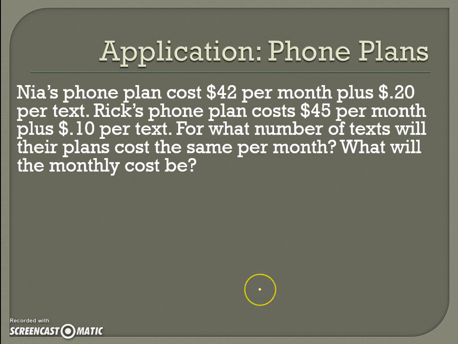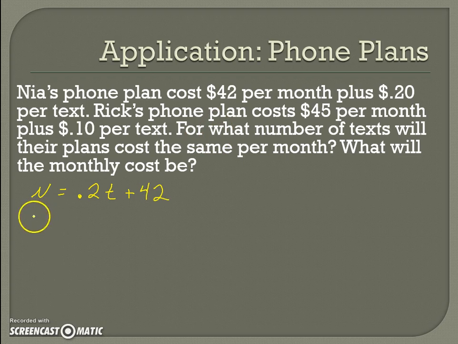All right, so here's where this actually comes into play. It's a useful thing, so let's take a look at this. It says Nia's phone plan costs $42 per month plus 20 cents per text. I'm going to go ahead and just write that out. Nia's is $42 per month. That's a constant rate plus 20 cents or 0.2 per text.